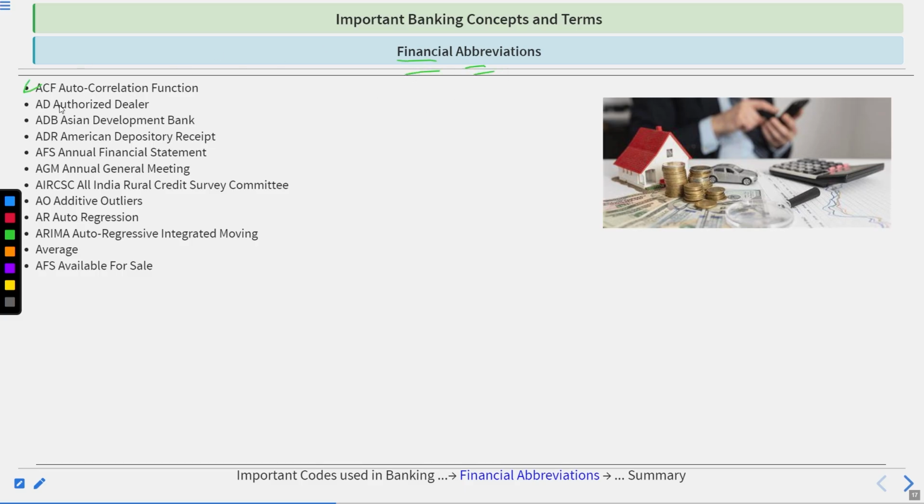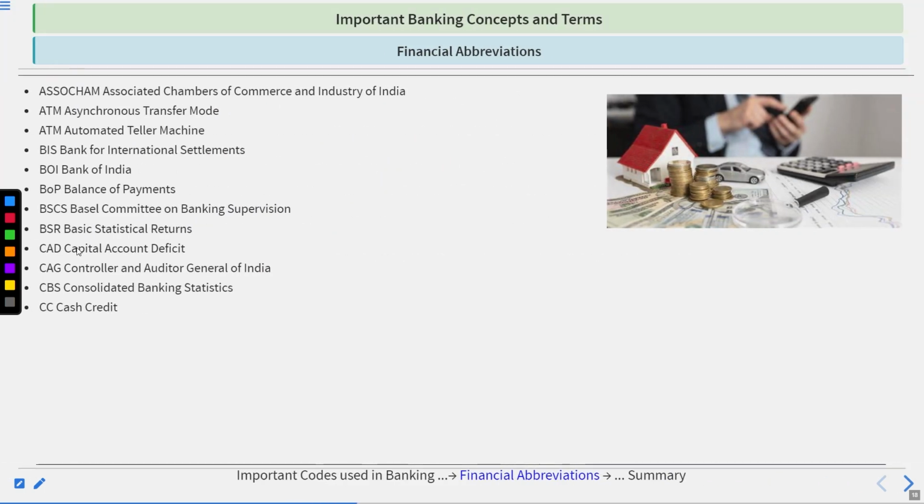ACF, Auto Correlation Function; AD, Authorized Dealer; ADB, Asian Development Bank; ADR, American Depository Receipt; AFS, Annual Financial Statement; AGM, Annual General Meeting; AIR, CSC, All India Rural Credit Survey Committee; AO, Additive Outliers; AR, Auto Regression; ARIMA, Auto Regression Integrated Moving Average; then AFS, Available for Sale.